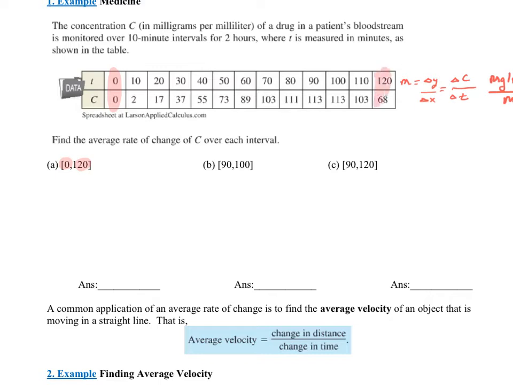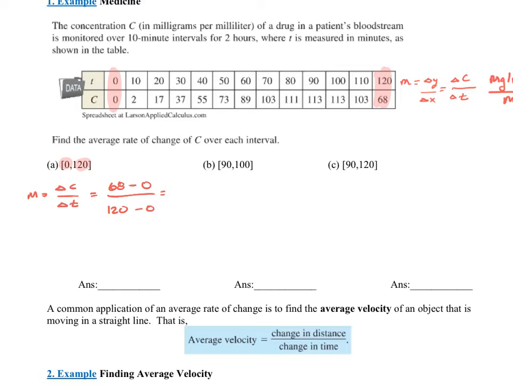We need to be really, really careful here. Remember that it's the change in C over the change in T. In this case, the change in C: the C value was 68 for the second point, 0 for the first point. The change in T was 120 for the second point, and 0 for the first point. Go ahead and put this into your calculator and let's see what we get.